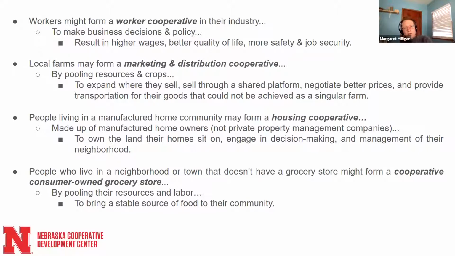People living in a manufactured home community may form a housing cooperative, made up of manufactured home owners, not private property management companies. They would do this in order to own the land their homes sit on and to engage in decision-making and management of their neighborhoods that is reflective of their values as community members. People who live in a neighborhood or town that doesn't have a grocery store might form a consumer-owned cooperative grocery store by pooling together their resources and labor in order to bring food to their community when there is not.